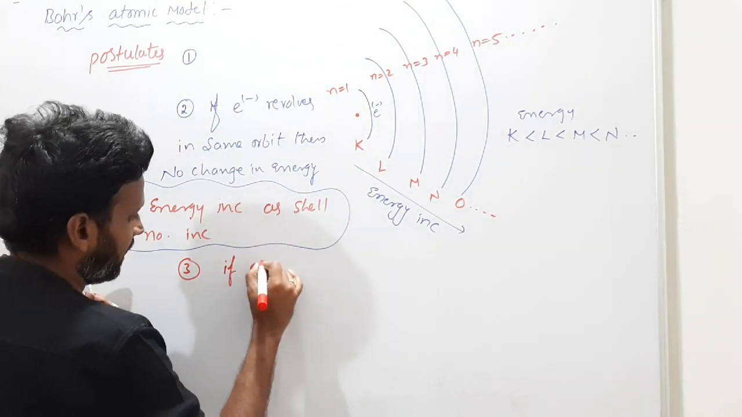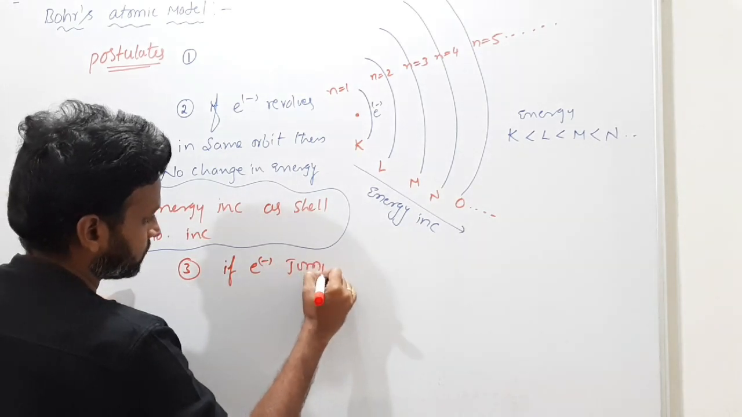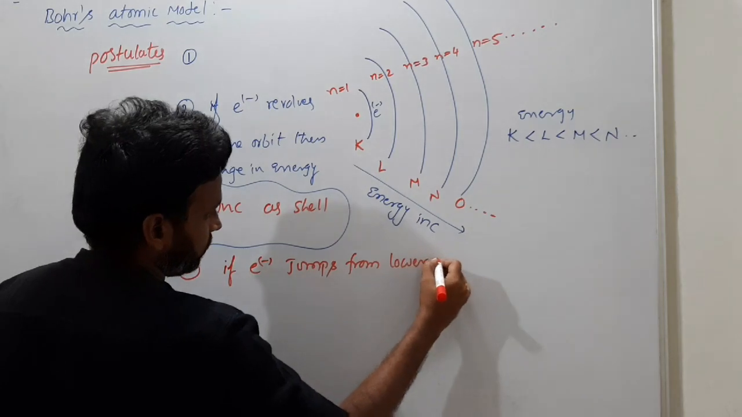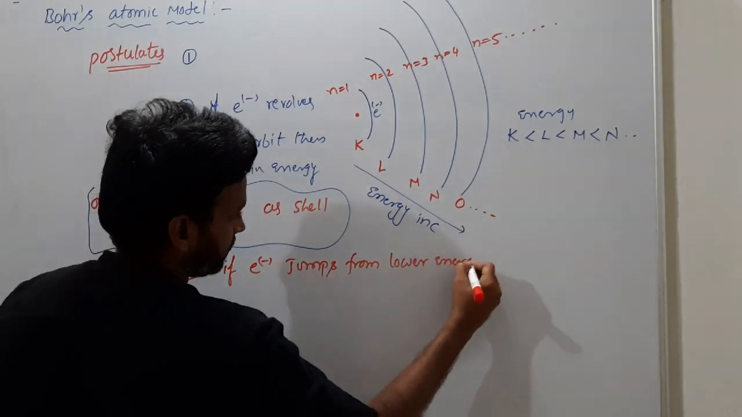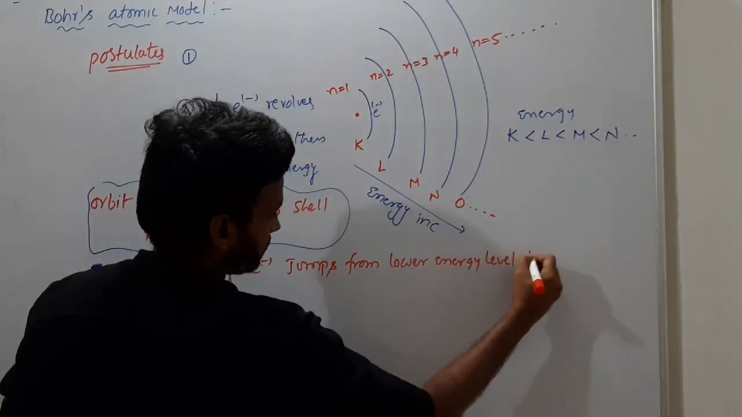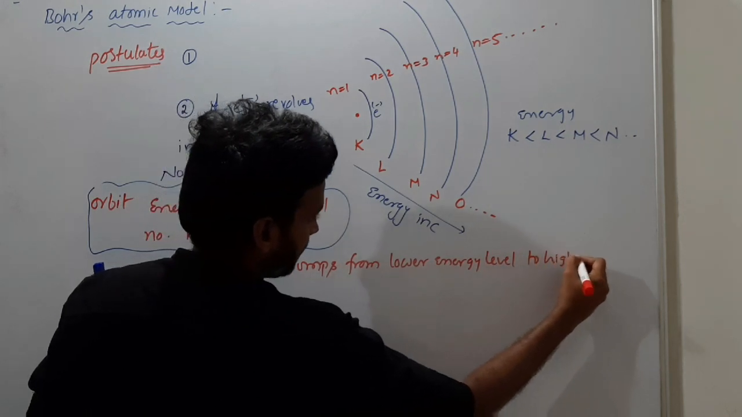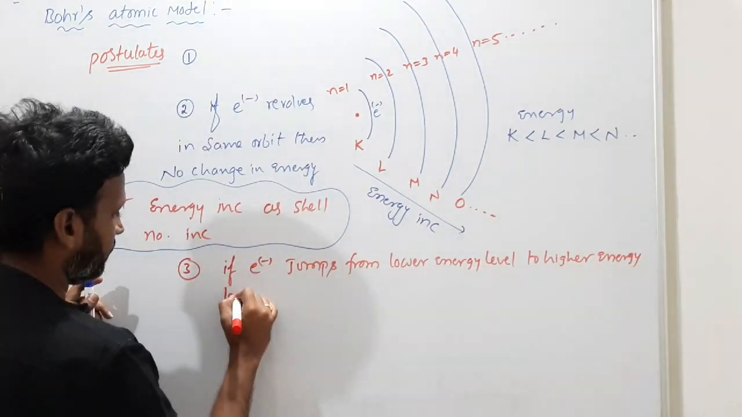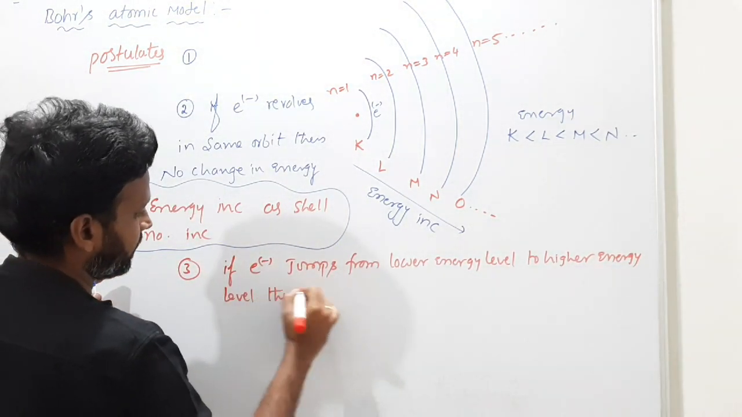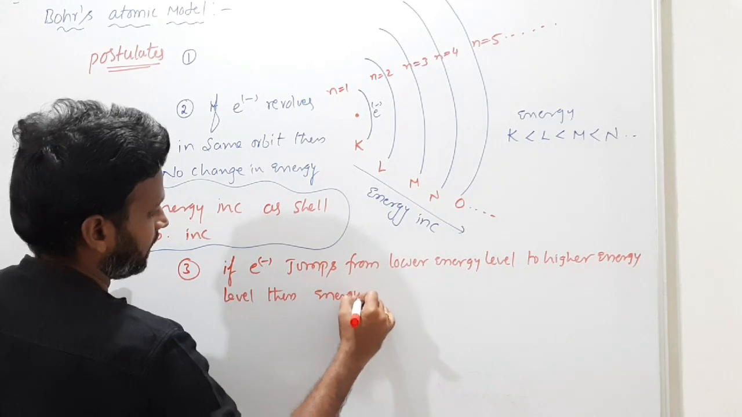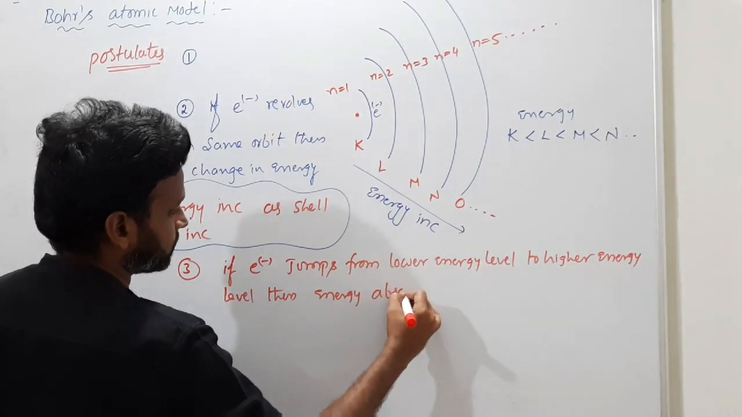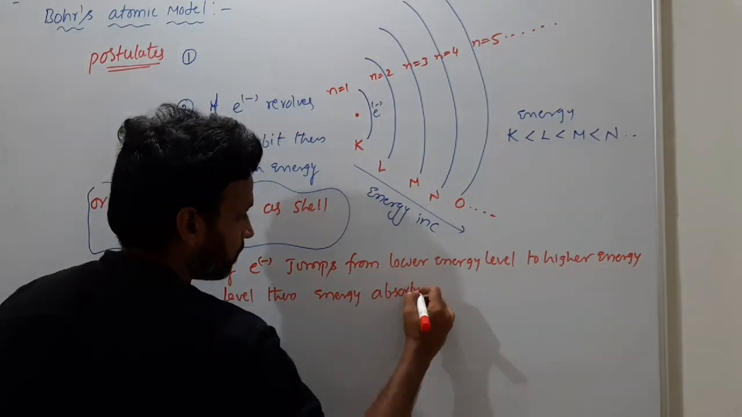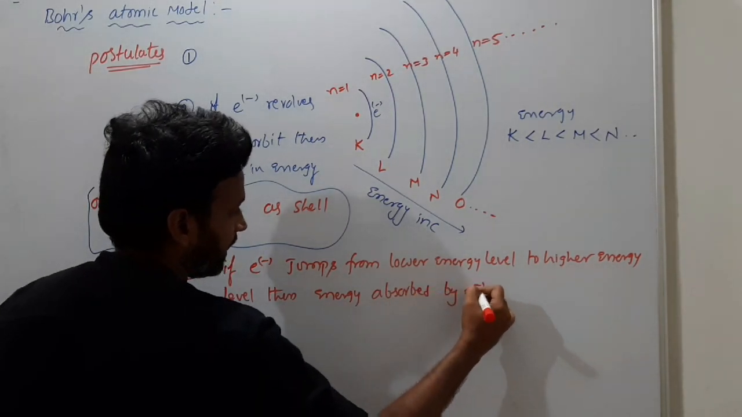If electron jumps from lower energy level to higher energy level, then energy, what happens? Energy absorbs. By whom? Energy absorbed by whom? Absorbed by electron.